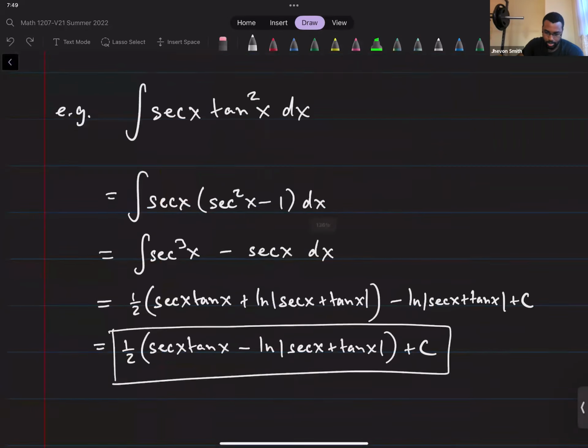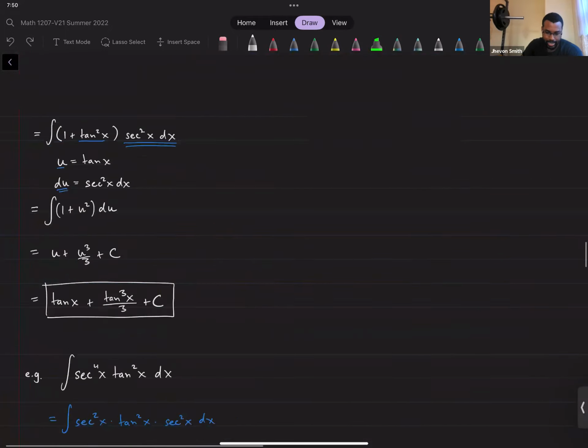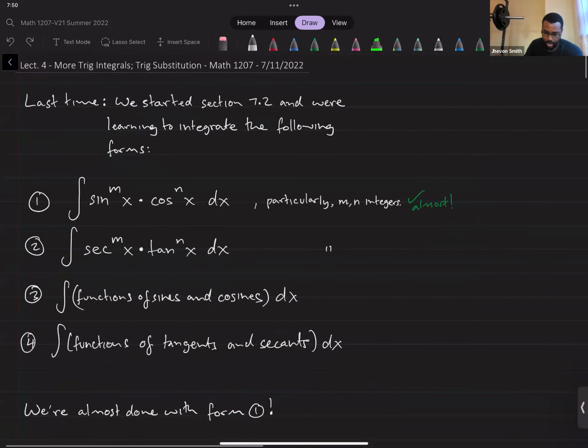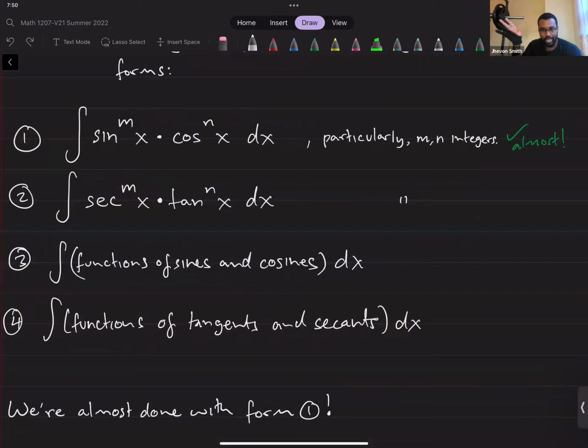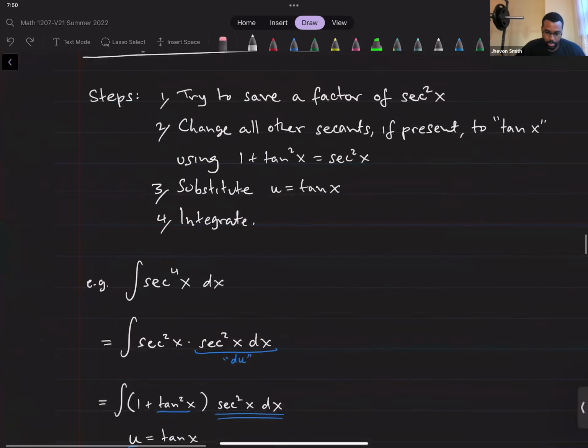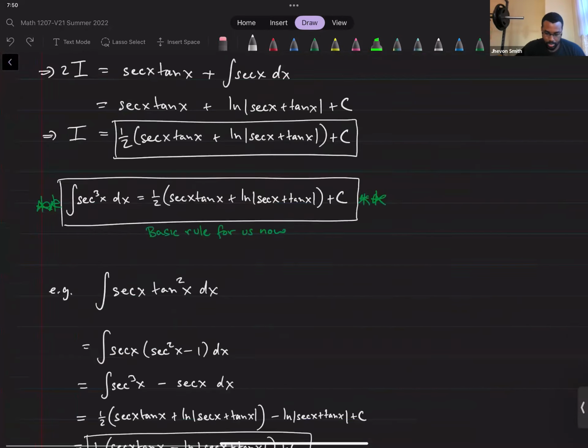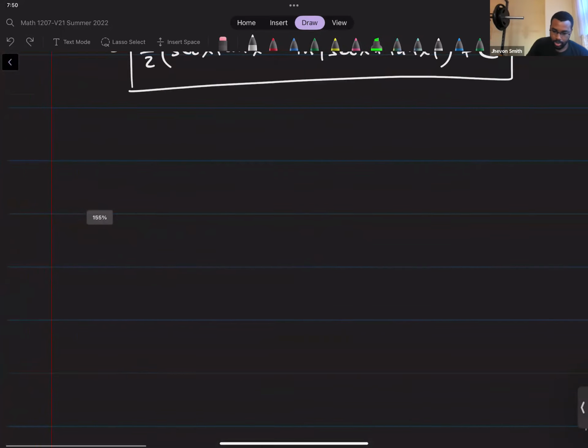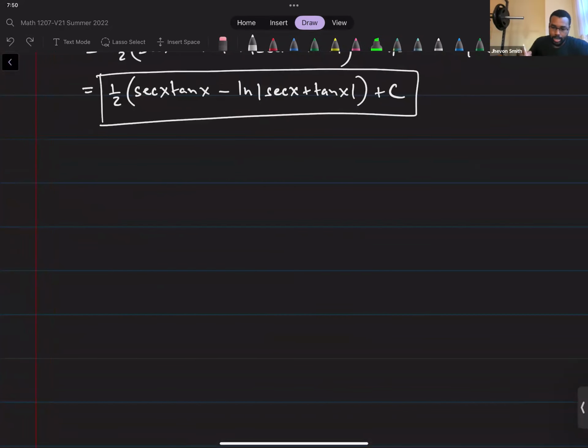I will just mention that the last case in the secants and tangents, case 4, functions of tangents and secants, is kind of covered by that everything else case that I mentioned. So no need to actually worry about that.